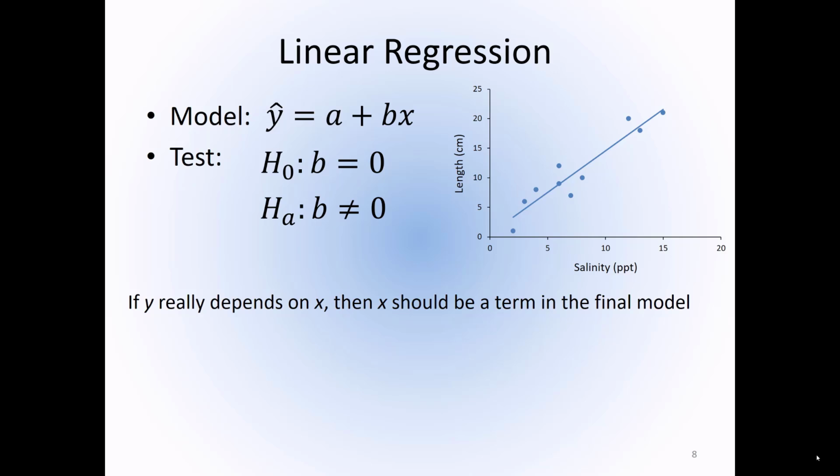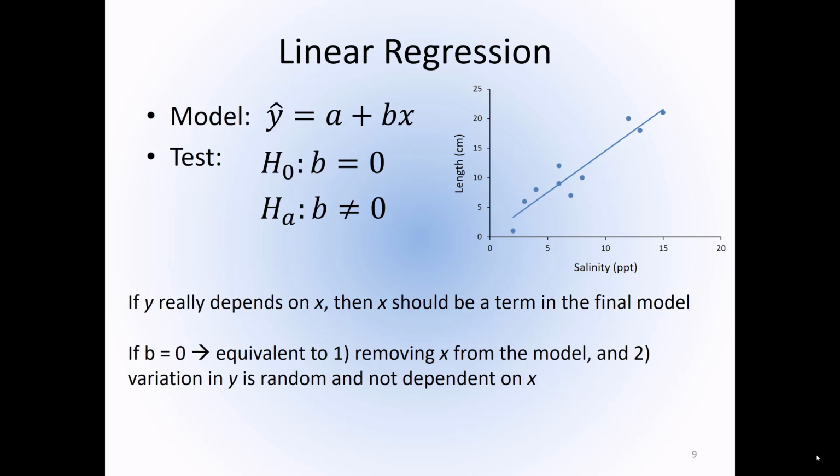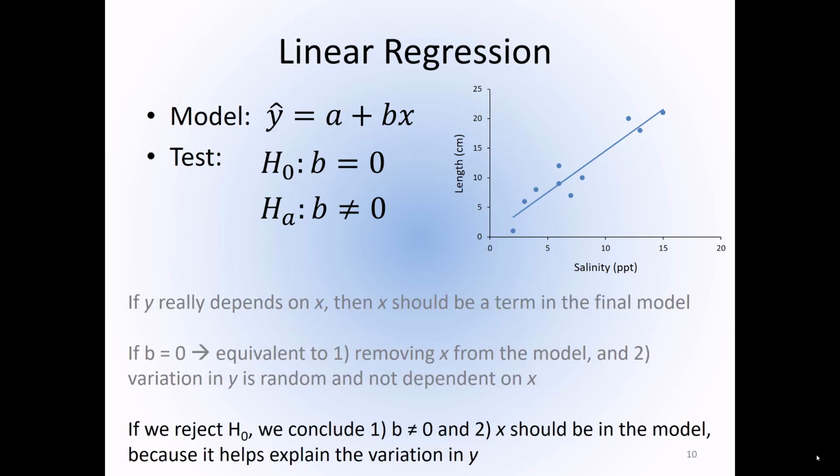And if the slope of our line equals 0, if b equals 0, then it's going to lead to all of our x's equaling 0 when we're making our predictions for y, and in turn it's indicating that the value of y is just random. It doesn't depend on x. And so, again, we're testing against this null hypothesis. If we reject the null hypothesis, then we conclude that the slope is not equal to 0 and that we should be including x in the model because it's explaining variability in y.